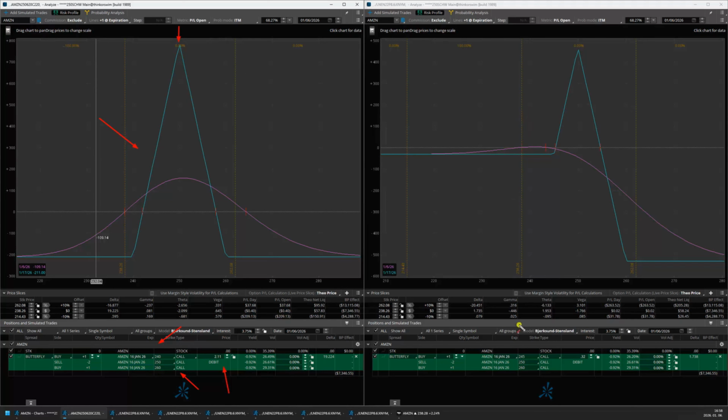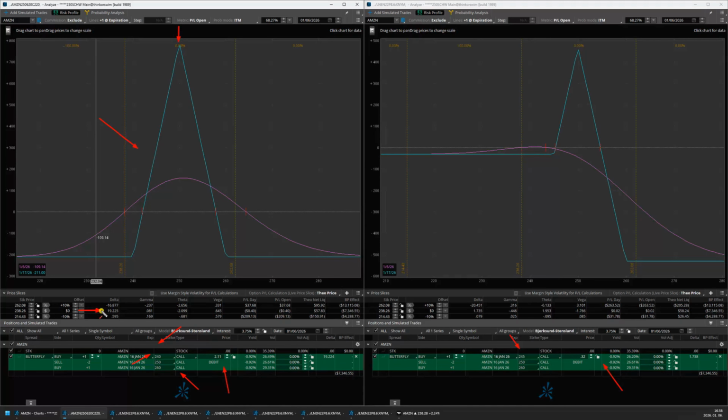And on the right side, you see the same butterfly, but with a different configuration because the long leg is not 240, but 245. That's why it creates a broken wing butterfly for Amazon. And because it's a broken wing butterfly, there are many differences. Like the price is much cheaper, 0.32, which means $32 per contract. Remember, this is above $200.